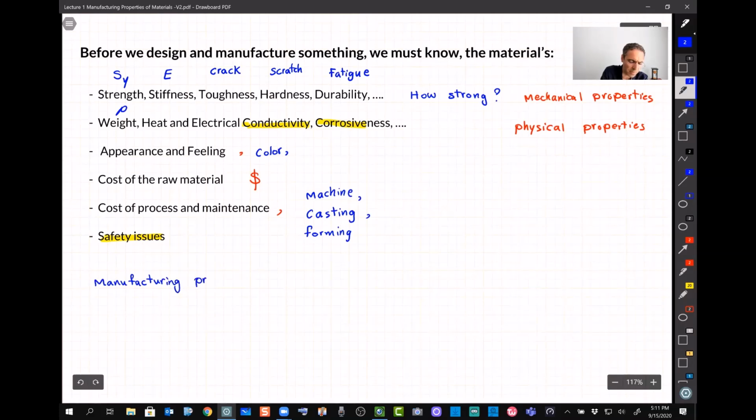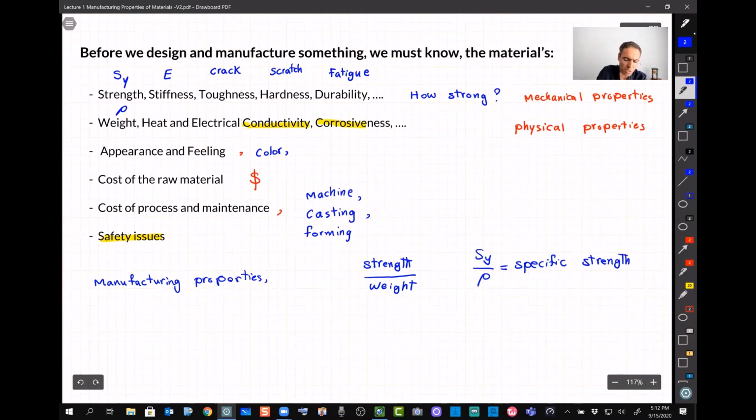Besides these, you may also consider the ratio between these things. What do I mean by that? A material may be very, very strong, so you are happy with that, but for a certain application, it is heavy. So in that sense, you need to also look at the strength over its weight, or this ratio. In other words, you need to look at S_Y over density, which is called specific strength.